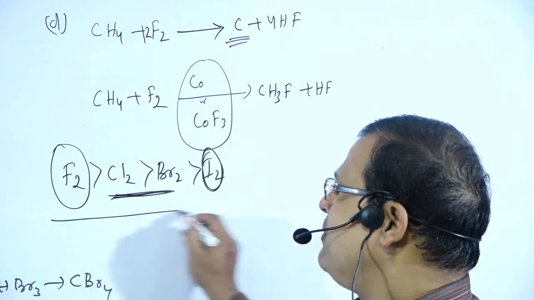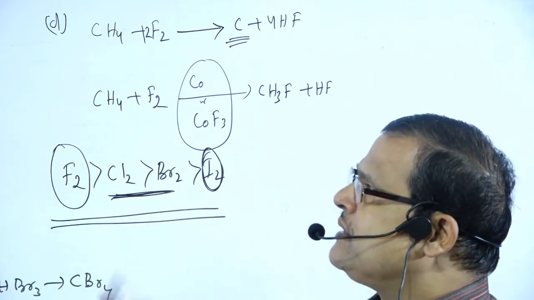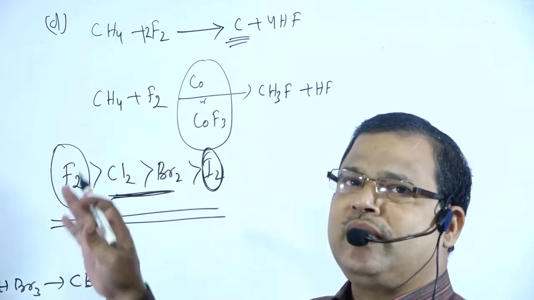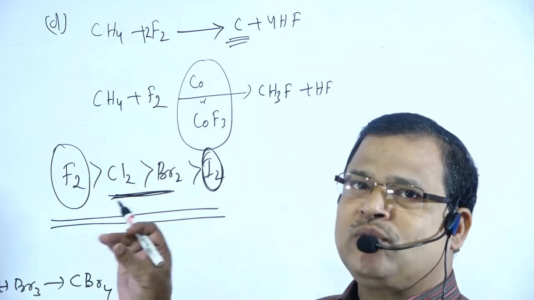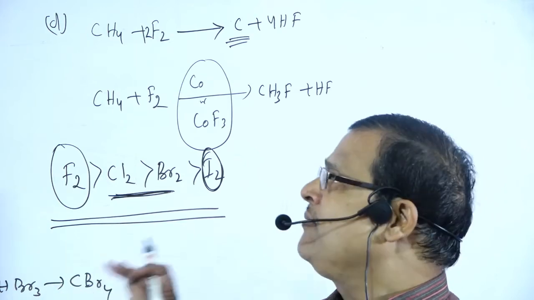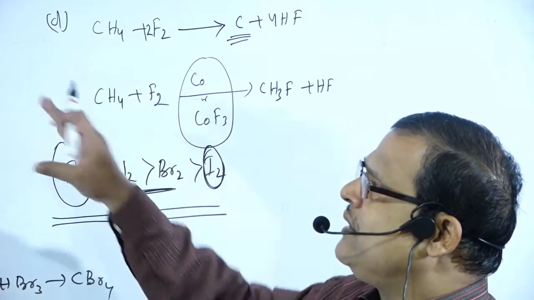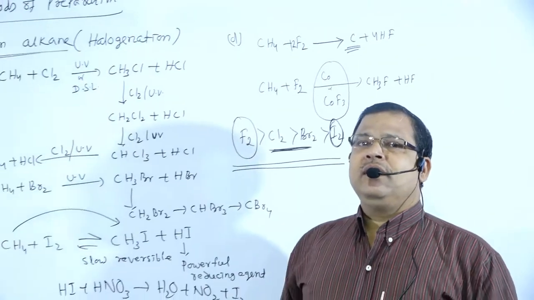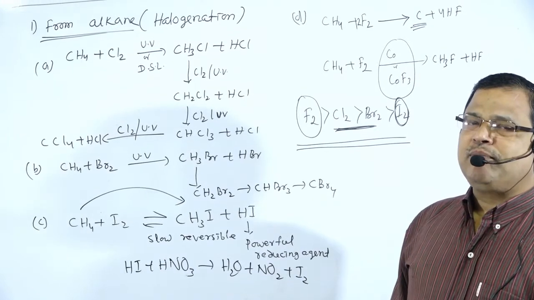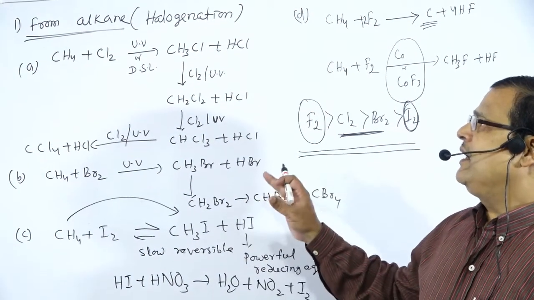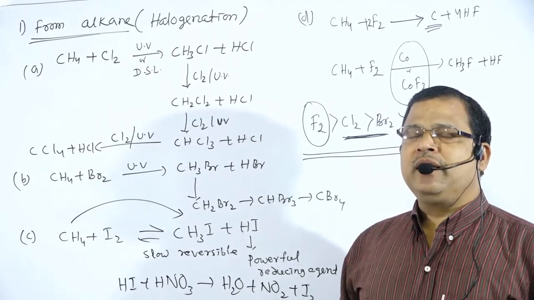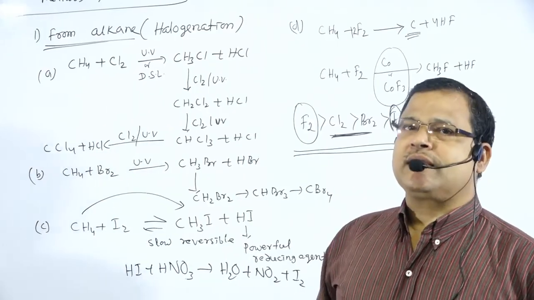So this is the trend of halogenation. In all these cases, a hydrogen atom is replaced by a halogen, therefore the name is halogenation: chlorination, bromination, fluorination, or iodination. And all these reactions take place in the presence of sunlight, therefore you can say they are photochemical reactions, and they proceed through a free radical mechanism. So we have to explain the mechanism of the reaction.